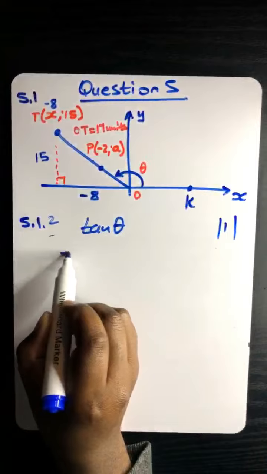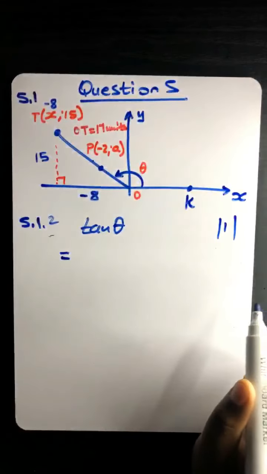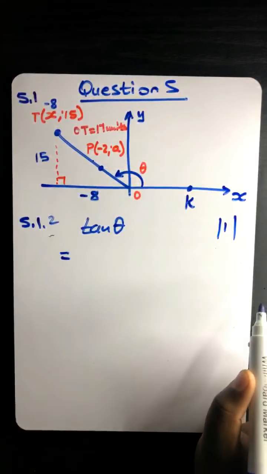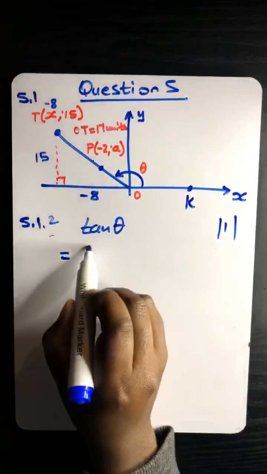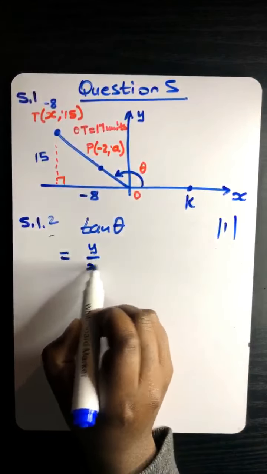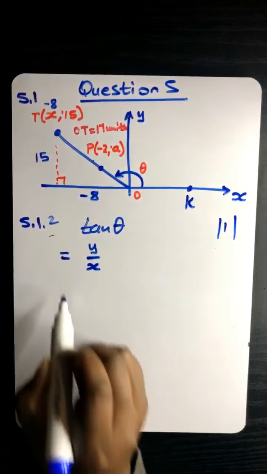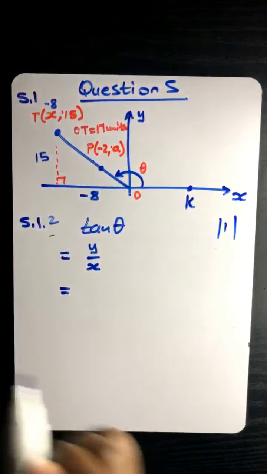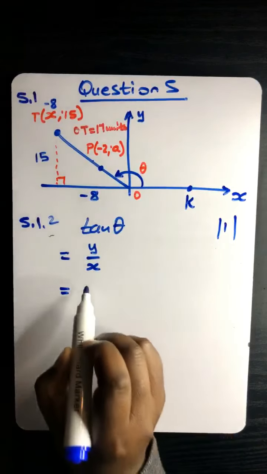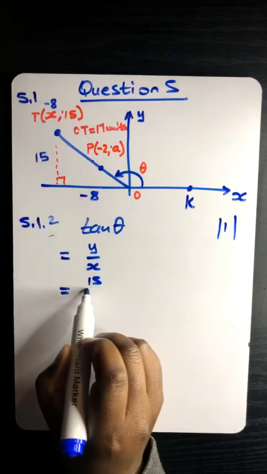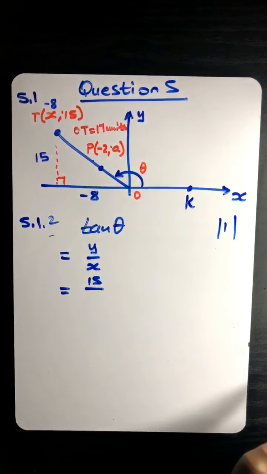Okay, so ladies and gentlemen, what is the trig ratio for tan? We obviously know very well that the trig ratio for tan is y over x. What is y over there, good people? It's 15, sir. 15. What is x? Negative 8.